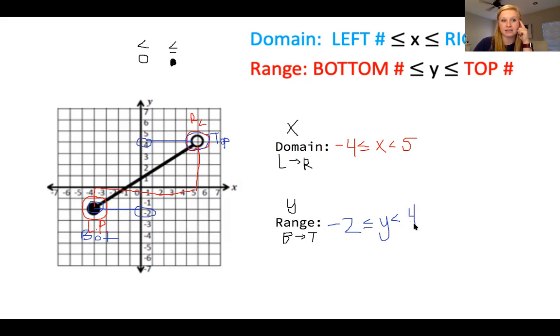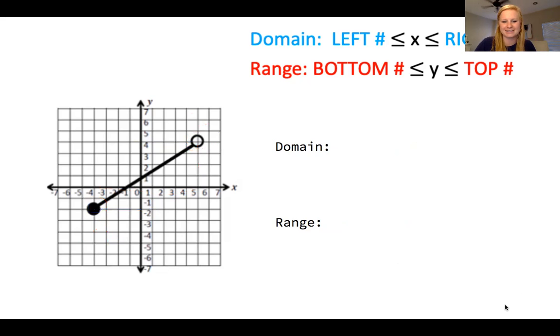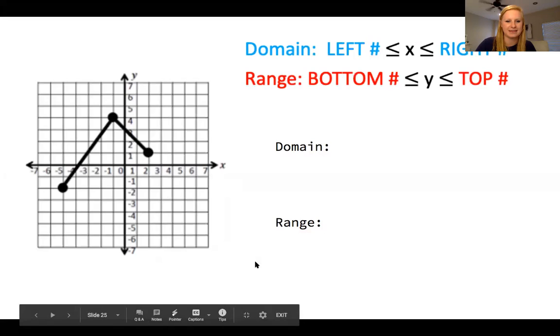And if I were to say this as an inequality statement, I would say y is greater than or equal to -2, but less than 4. We're going to do one more together. I promise it's not as complicated as you think. So let's try one more time. Let's look at this guy.